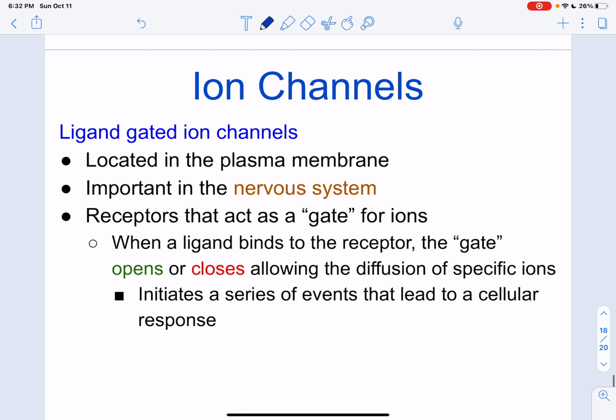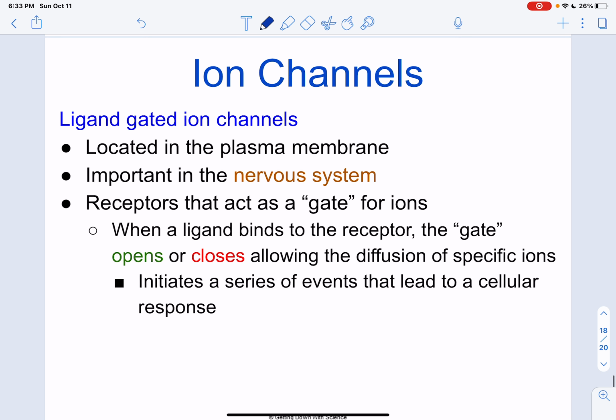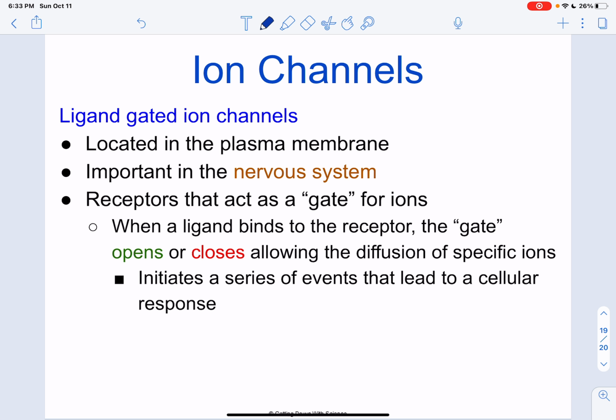Let's talk about ion channels. We already know about what the sodium-potassium pump does, but let's talk about it in the context of cell communication. And so we're going to call these ligand-gated ion channels, and these are going to be located in the plasma membrane, and they're important for the nervous system. The receptors are going to act as a gate for ions. When ligands bind to the receptor, the gate is opening or closing, which allows for the diffusion of specific ions, like sodium or potassium. And that will initiate a series of events that eventually lead to a cellular response.